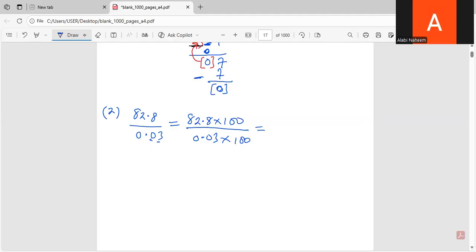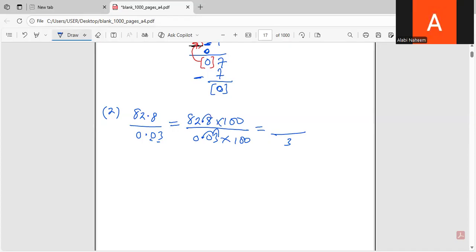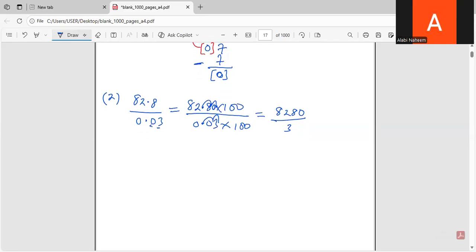So 0.03 times 100. You have two zeros in 100, so move the decimal point to the right twice. 1, 2. So you have 3. For the numerator also, you move the decimal point twice because you're multiplying by 100. 1, 2. So now the decimal point is here, and you have an empty space. What do you do with that? Fill it with 0. So you have 8280.